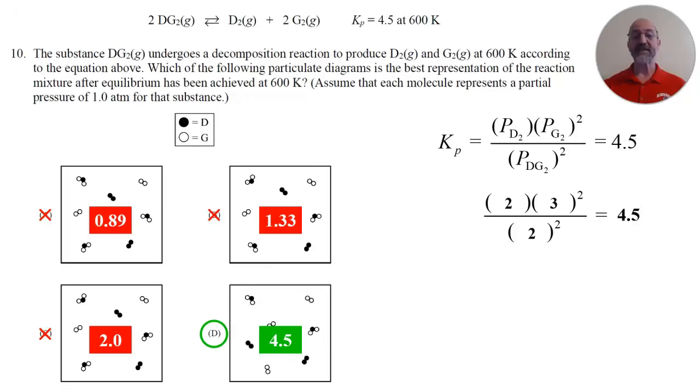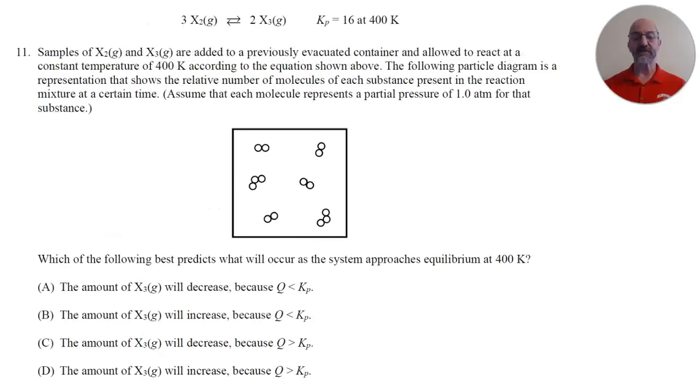So we're going to do a similar type of counting particles and substituting the values into the expression in question 11. So now let's go ahead and take a look at question 11. Now, what you will notice in question 11, based on the 4 answer choices listed, is that this will be a Q versus K comparison.